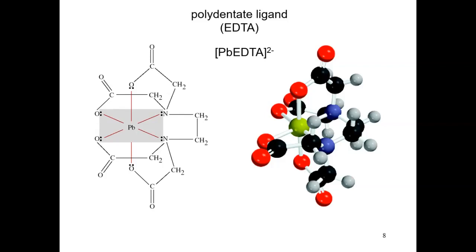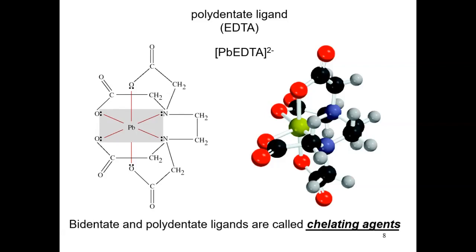But in a way, looking at the one on the left, if you use a little bit of your imagination, doesn't it look like a claw kind of grabbing that lead ion? And because of that, the word claw gives rise to calling these bidentate and polydentate ligands sometimes chelating agents. So to chelate means to kind of grasp like in a claw, right? So these are very important compounds in terms of removing things like mercury or lead or other metallic contaminants.